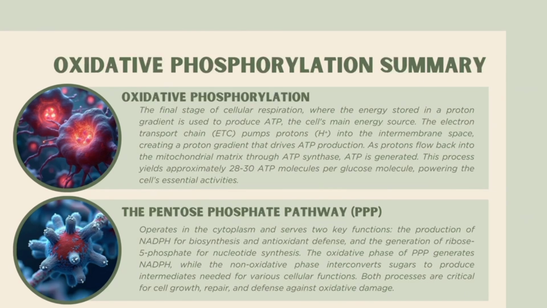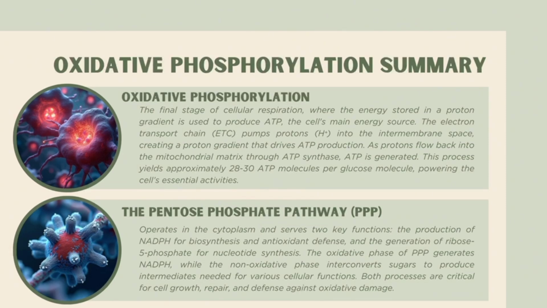ATP yield. Each NADH yields 2.5 ATP, and each FADH2 yields 1.5 ATP, for a total yield of 28 to 30 ATP per glucose. The importance of oxidative phosphorylation is that chemiosmosis ensures efficient ATP production, powering essential cellular activities.